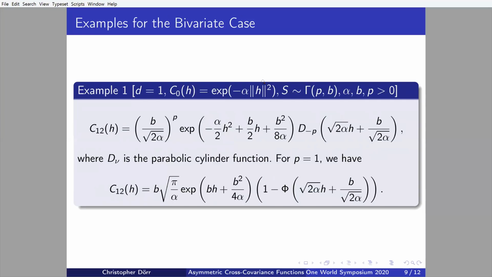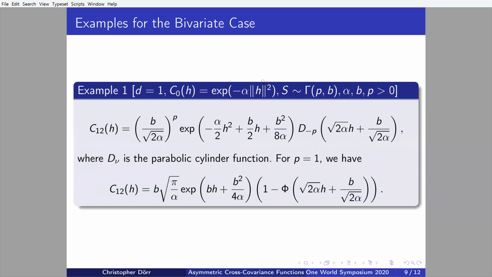Considering the case of valid cross-covariance functions on the real line, the first distribution which comes to mind being asymmetric and closed under summation is the gamma distribution. Based on the gamma distribution, we can actually get quite a lot of explicit forms for different underlying univariate models.